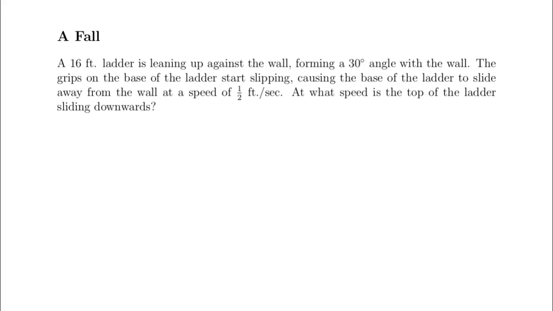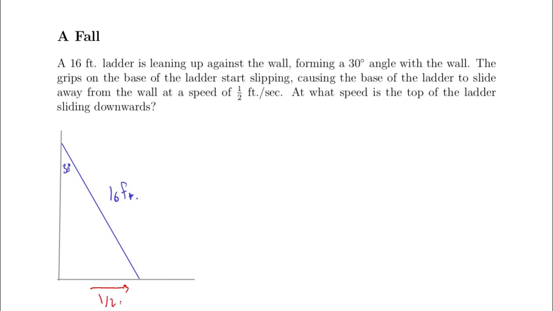All right, so we have a pretty precarious situation here. Let's give a nice little sketch just so we can see what's going on. Here's our ladder in blue. We've got a 30-degree angle up here. We have a 16-foot ladder here. And what we know is that our ladder is sliding away from the wall at a half foot per second. What you'll also notice is that means we're going to be sliding downwards at some unknown speed.